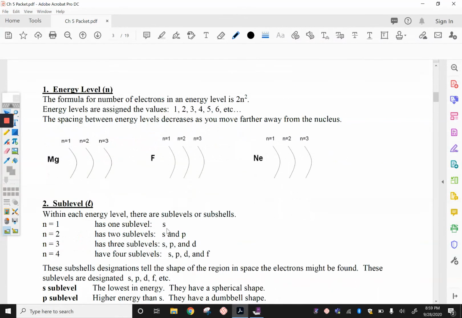So let's start with the energy level. That's kind of where the electrons are very broadly, kind of like, oh, what state do you live in? So we had already mentioned that the symbol n, lowercase n, represents the energy level, and we know that they go 1, 2, 3, 4, 5, 6, so they're whole numbers, and they start with 1. And we also know that the maximum number of electrons that can be occupied in an energy level is 2n squared. And we've also talked about how the spacing between energy levels decreases the farther you are away from the nucleus.